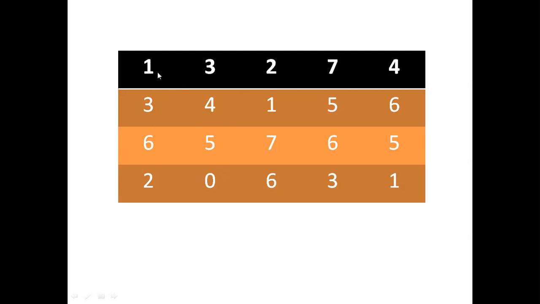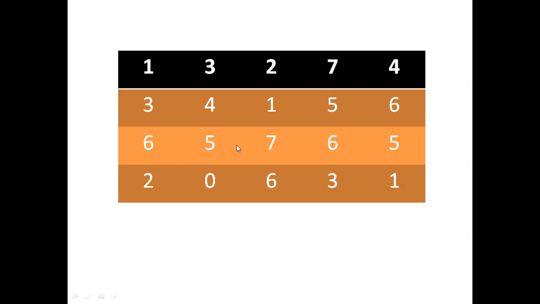Similarly, we find the maximum value for each column. 1, 3, 6, 2: 6 is the maximum for the first strategy. For the second strategy, you can see 3, 4, 5, 0, so 5 is the maximum. Here 7 is the maximum, here also 7 is the maximum, and here 6 is the maximum. That is 6, 5, 7, 7, 6. Among these maximums, the minimum value is 5.